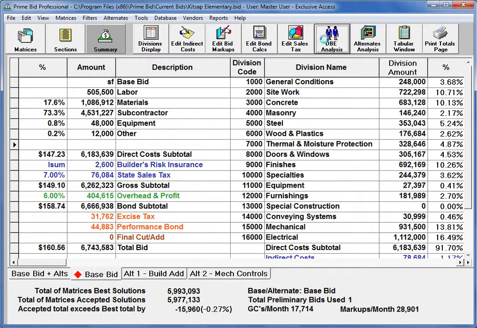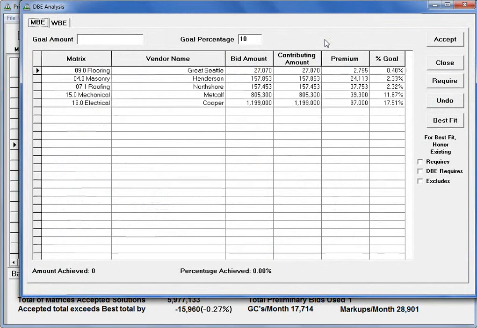By clicking on the DBE analysis on the toolbar, I will gather all the information relating to the DBE types that I identified in the bid setup window. For this particular job, I identified two types: Minority Business Enterprise, or MBE, at the goal percentage of 10%, and the WBE, or Women-Owned Business Enterprise, at the goal percentage of 5%.